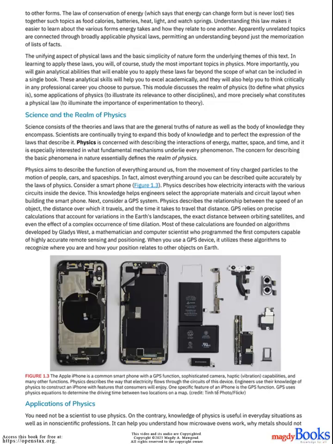Figure 1.3. The Apple iPhone is a common smartphone with a GPS function, sophisticated camera, haptic vibration capabilities, and many other functions. Physics describes the way that electricity flows through the circuits of this device. Engineers use their knowledge of physics to construct an iPhone with features that consumers will enjoy. One specific feature of an iPhone is the GPS function. GPS uses physics equations to determine the driving time between two locations on a map. Credit: Tinte Photo, Flickr.